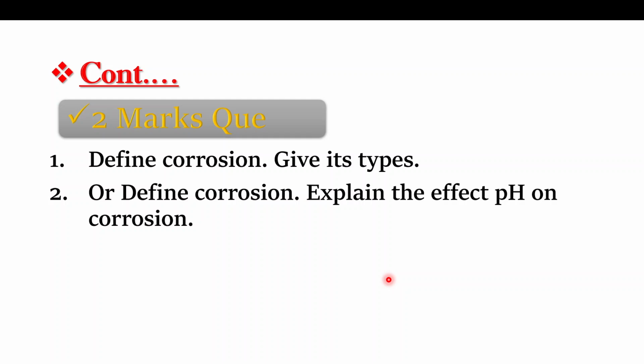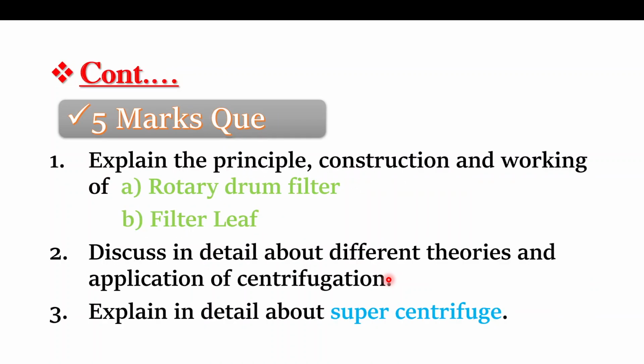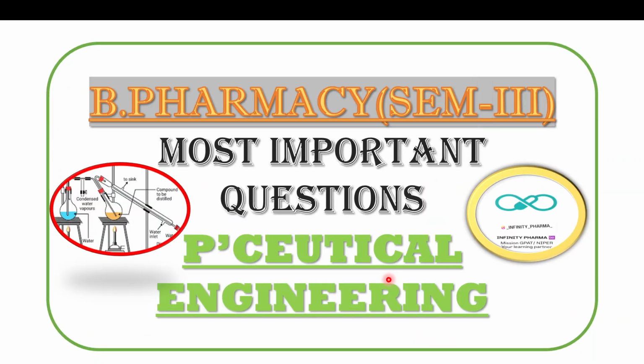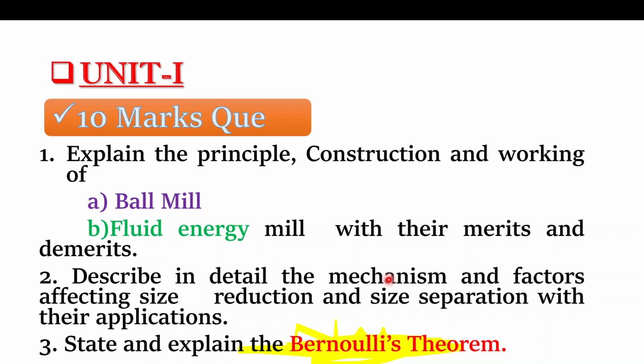In the 2 mark questions, define corrosion and give its types, or define corrosion and explain the effect of pH on corrosion. What is the effect of pH on corrosion? It's a short, very easy question, that is, define corrosion and explain the effect of pH. So these are some important questions from this subject, that is pharmaceutical engineering. I have already told you that this pharmaceutical engineering subject is very vast. These questions can be helpful for your exam.